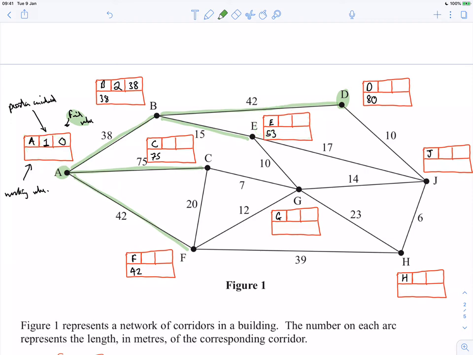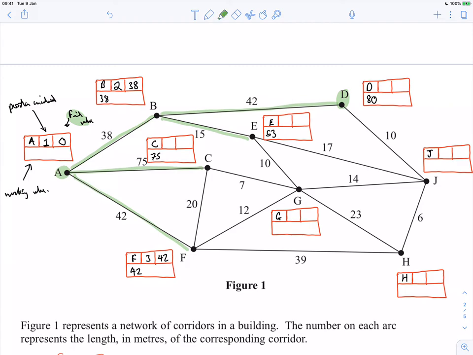Okay, so I've now considered all the new connections. So now I have to look at what's the lowest working value of all the boxes. So 75, 42, 53 and 80. And I believe 42 is the next one. So 42, this will be the third box I consider. It has a final value of 42.